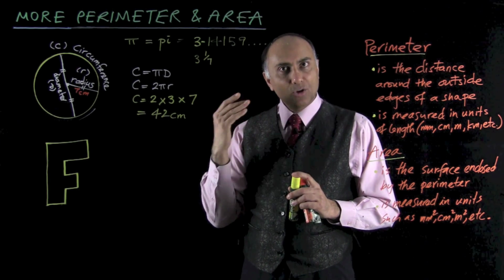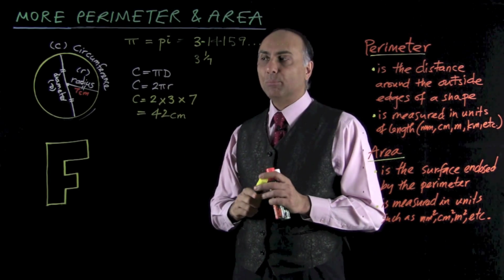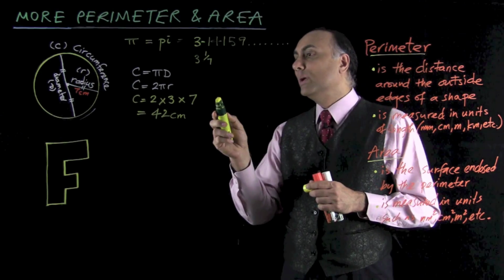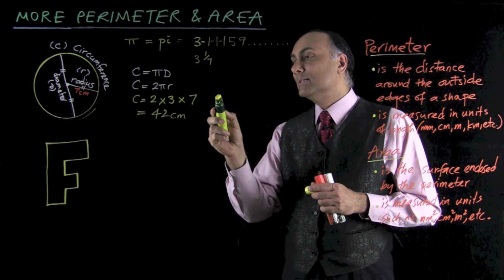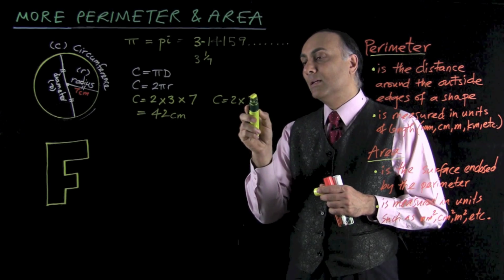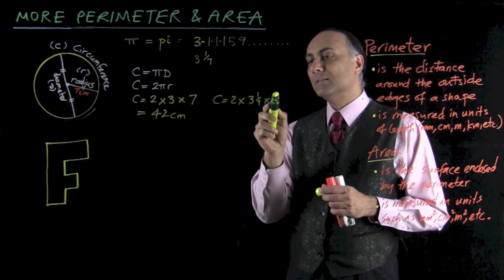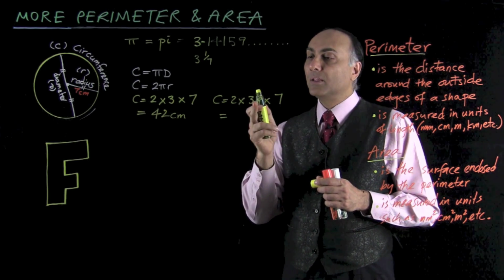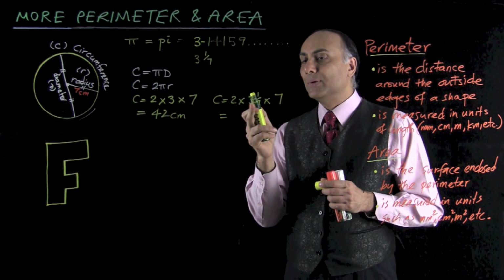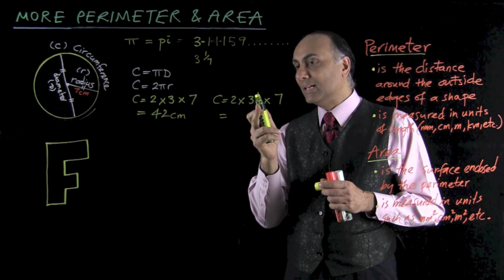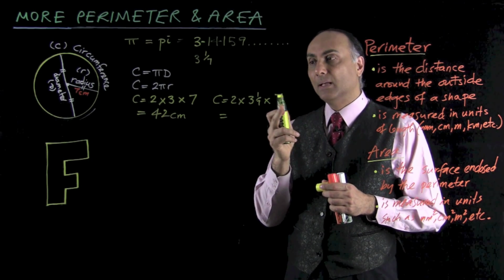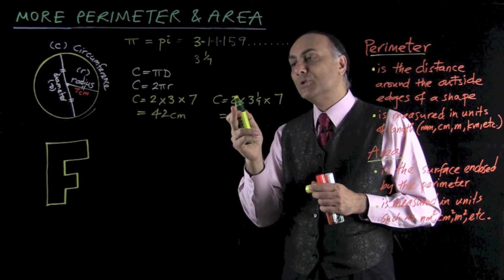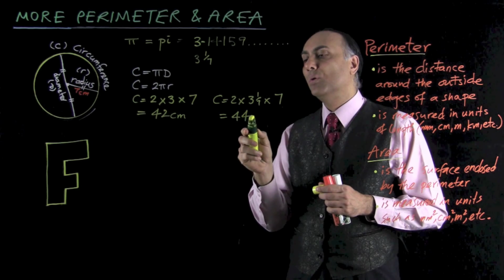In order for you to see how much of a difference it makes if you took pi more accurately, I'll redo it, but taking pi as 3 1/7. So in that case, when I substituted, C would have been 2 times 3 1/7 times 7. So 3 1/7 times 7, well, 3 times 7 is 21, and then 1/7 of 7 is another 1. So 3 1/7 lots of 7 is actually 22. And 22 times 2 would be 44 centimeters.